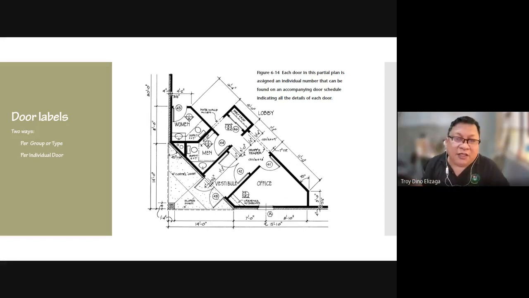For example, when the client suddenly says, I want this one door to have this feature, and yet you already grouped them according to the same type, that's a big change in the drawing. But if they are numbered individually, it's just easy. For this particular door, you change the information in the door schedule, so it's easier. But again, this is not as popular as the first one. And in our conventions, in our class, we use the per group or per type labeling.